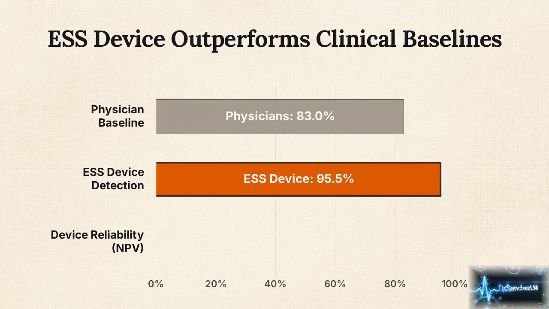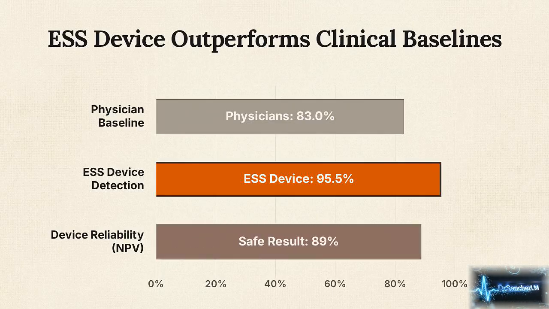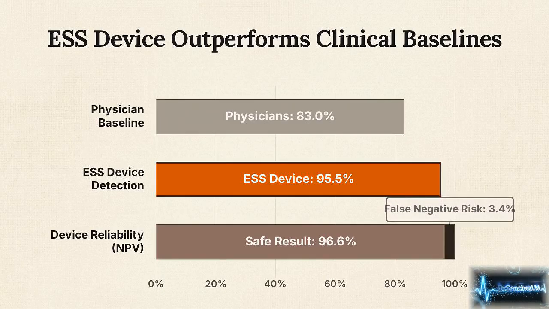The data also highlights a metric called negative predictive value, or NPV. NPV measures how likely a negative test result is actually correct. The device achieved a 96.6% NPV, meaning if the machine says a mole is fine, there is only a 3.4% chance that it is malignant.